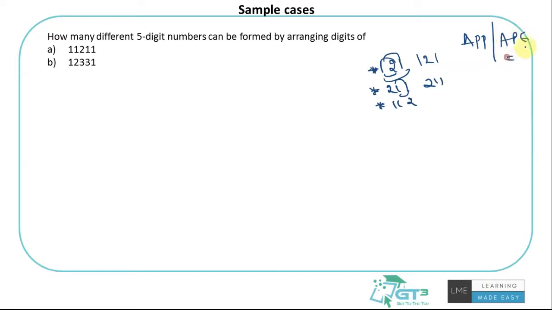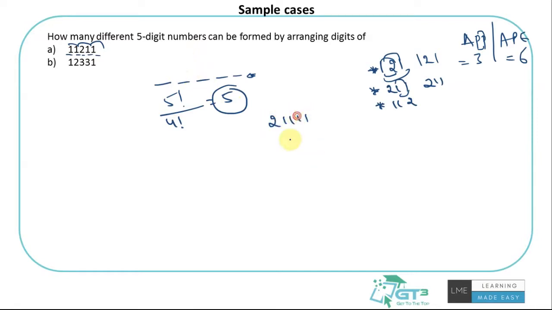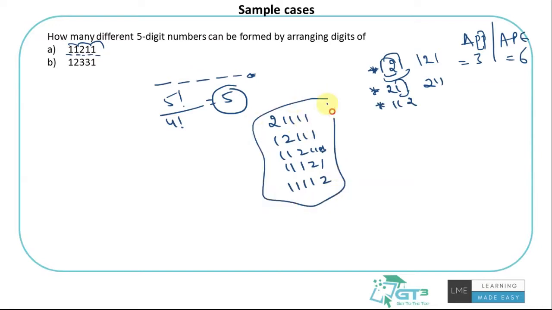This is what we saw in the earlier alphabet situation also, right? APE gave me 6 different words. APP only gave me 3 because these 2 letters are repeating. That's what we see here also. Same similar thing. I have 5 blanks, so 1, 2, 3, 4, 5. That's 5 factorial ways. The digit 1 is repeating 4 times, so I just need to divide by 4 factorial. That's why I'll get only 5 different 5-digit numbers. They look like this: 2 1 1 1 1, 1 2 1 1 1, 1 1 2 1 1, 1 1 1 2 1, 1 1 1 1 2, right?